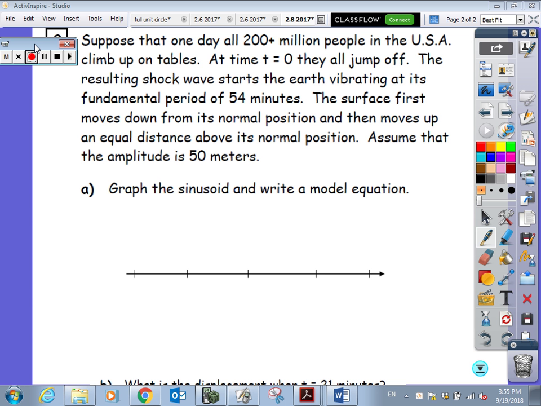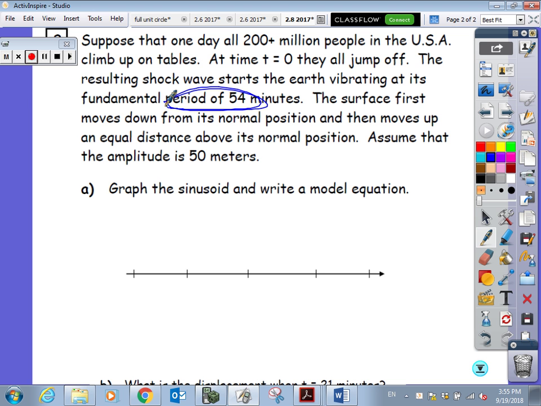At time equals 0, they jump off a table. The resulting shock wave starts the Earth vibrating on a period of 54 minutes. So it just told us what the period is. Period of 54 minutes. We're going to need that information when we write our equation and graph. The surface moves down from its normal position.